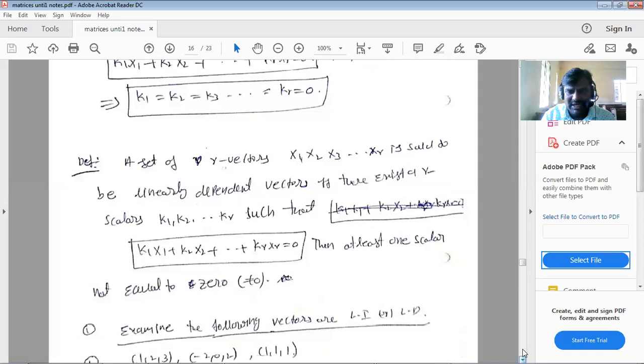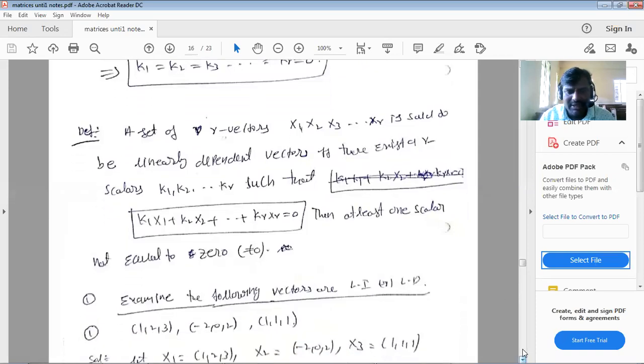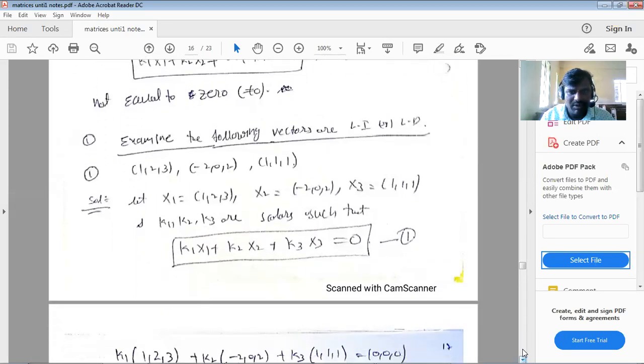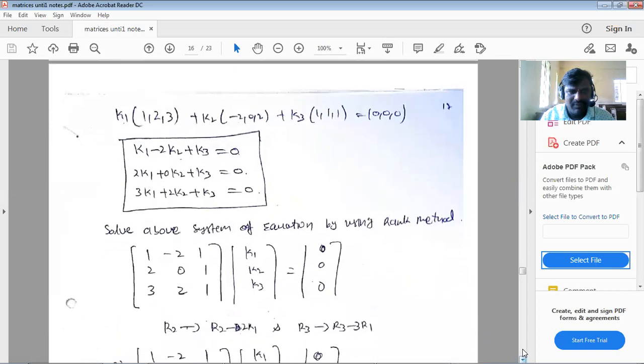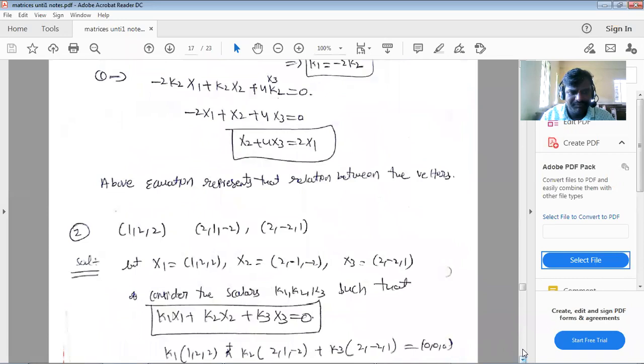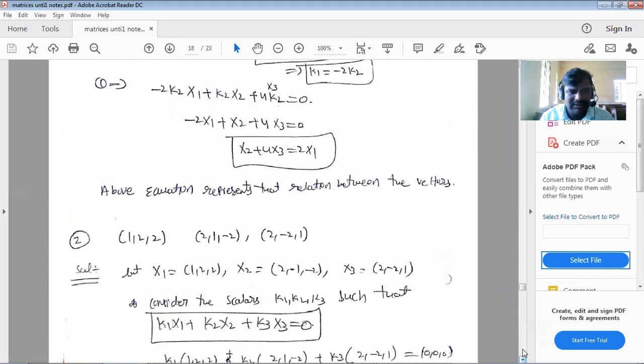Now we complete one of the problems. Show that the given vectors are linearly dependent or independent. If it is dependent, find the relation between them. That we discussed in the last class, only one problem. Now the next problem I'm also going to discuss. Show that the given vectors are LI or LD. If it is LD, find the relation between them. That we are going to discuss.